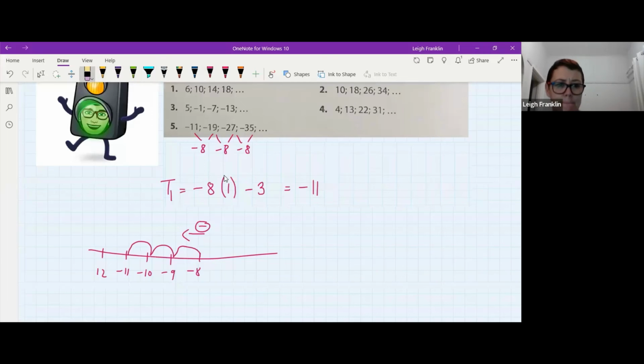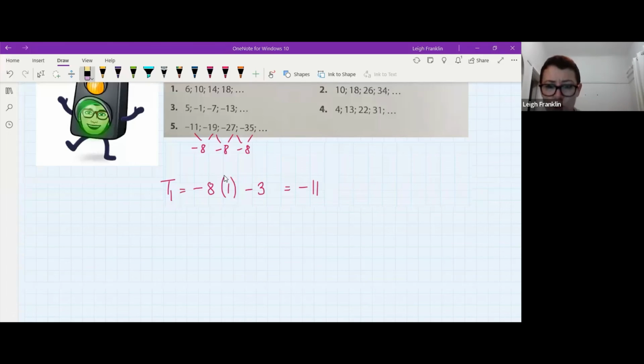Okay, are you guys finding the difference and then writing term 1 and working out what you have to do the way I've shown you, or are you guessing? You've got to use this method because it's going to work every single time.